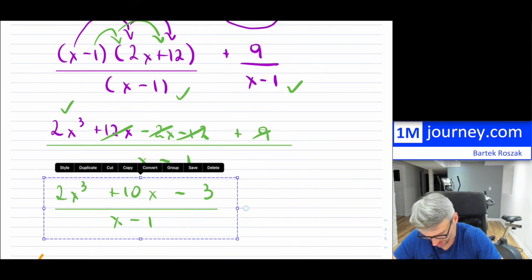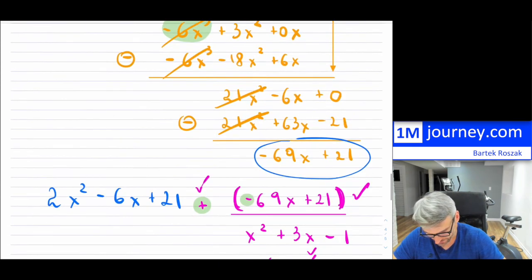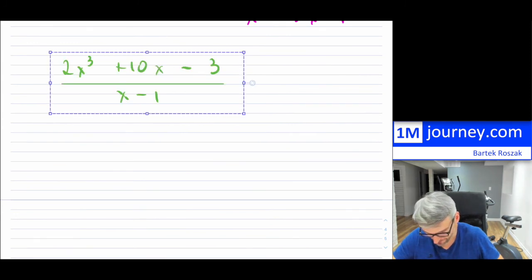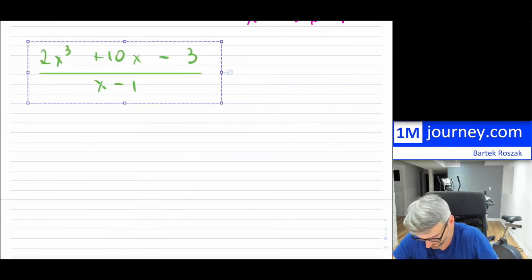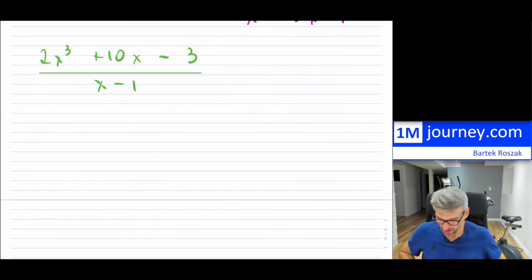I'm going to copy this and see what happens. So paste it within here. So we have 2x cubed plus 10x minus 3, and then it's divided by x minus 1. So that's what we have there. All right, let's try it and see what it gives us.